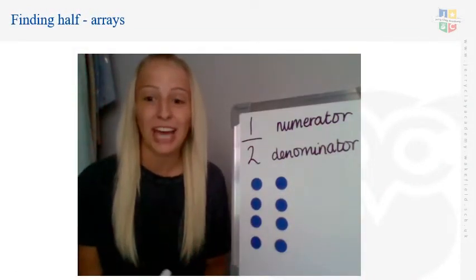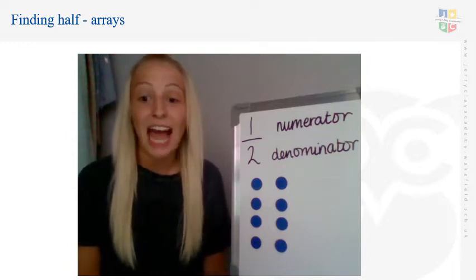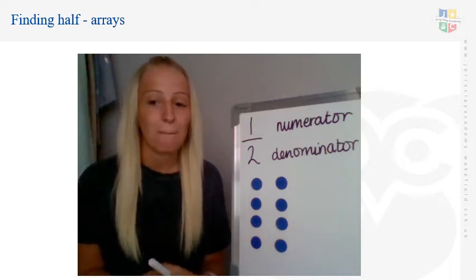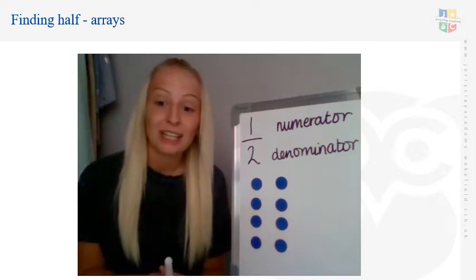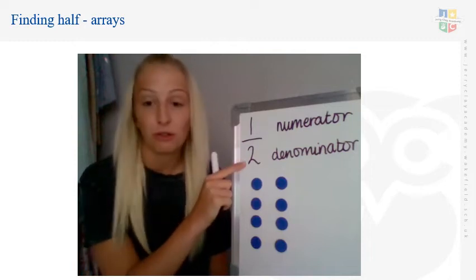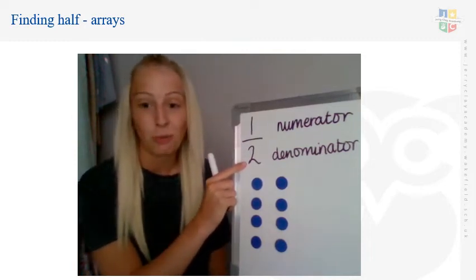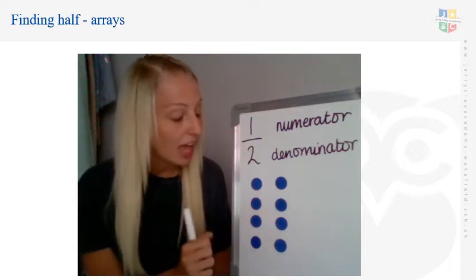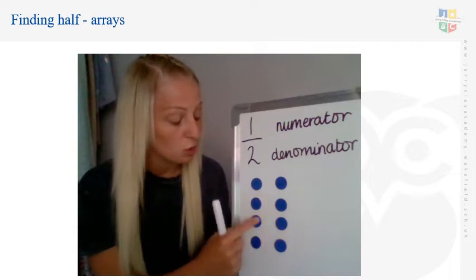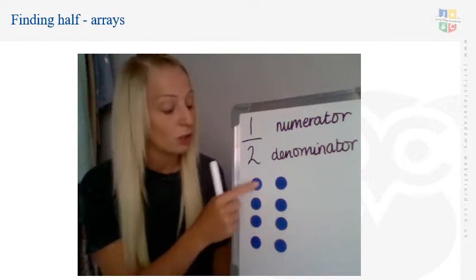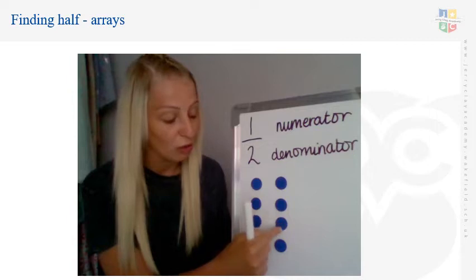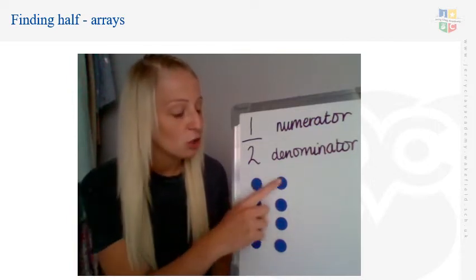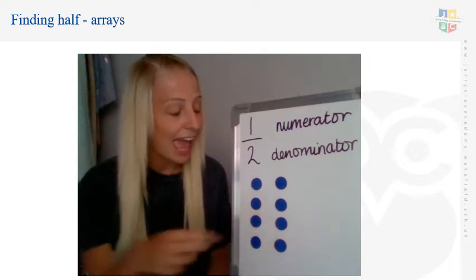Brilliant, so now we're going to look at how we can use arrays to find halves really easily and simply with a really quick method. Remember, when I'm finding 1/2, I need 2 equal groups because my denominator tells me that it's 2 equal parts, but I'm only looking at one of the equal parts. Here I have an array and I've got 1, 2, 1, 2, 1, 2, 1, 2, or I can do 1, 2, 3, 4, 1, 2, 3, 4. So there are 2 different ways I can look at my array. I've got 1, 2, 3, 4, 5, 6, 7, 8 altogether.